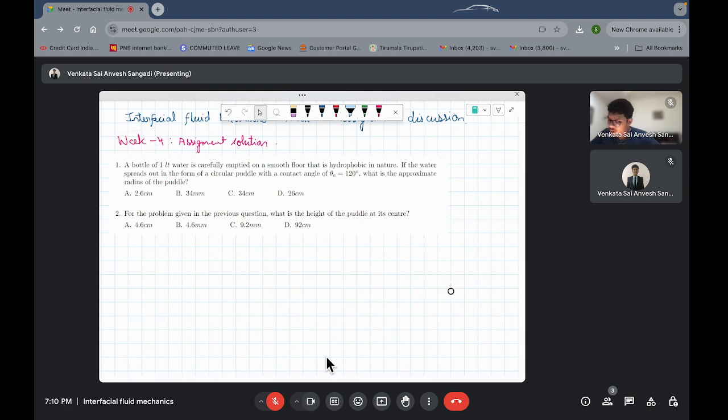The first question says a bottle of 1 liter water is carefully emptied on a smooth floor that is hydrophobic in nature. If the water spreads out in a uniform circular puddle with a contact angle theta e, which is given as 120 degrees, what is the approximate radius of the puddle?